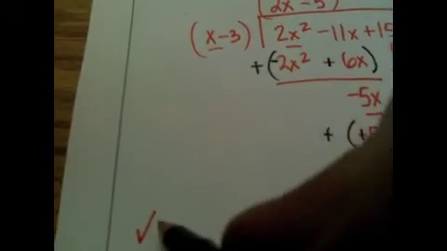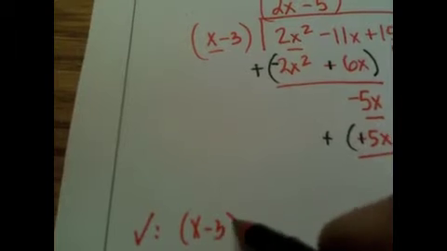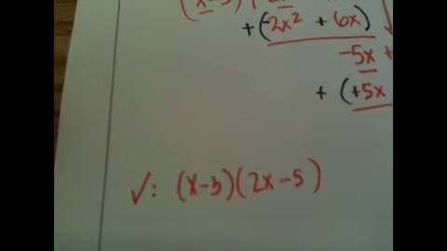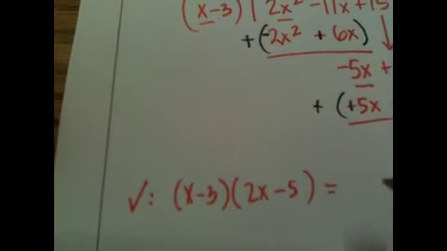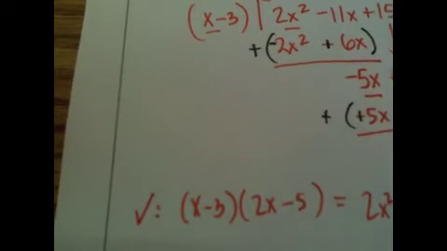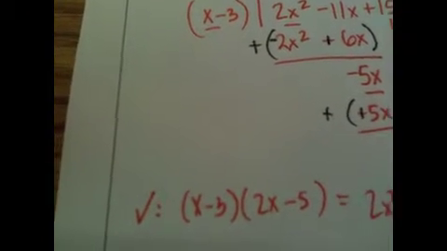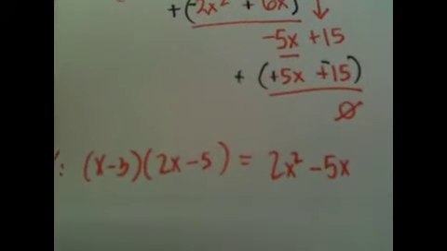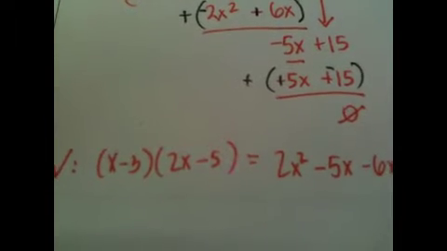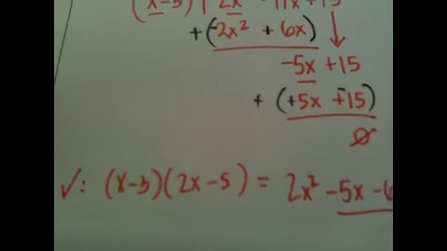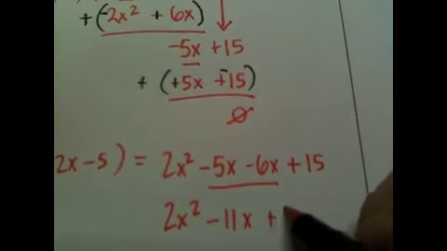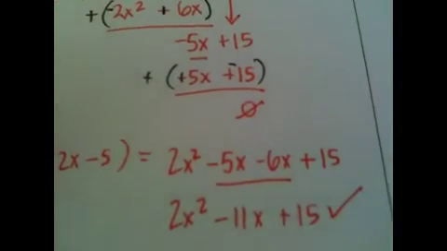You want to do a quick check. X minus 3, which is the divisor, times the answer, or the quotient, 2x minus 5. Foil it out. X times 2x is 2x squared. That's the first. The outer is x times negative 5 is negative 5x. Inner, negative 3 times 2x is negative 6x. And last is negative 3 times negative 5, which is 15. Okay, like terms there. 2x squared minus 11x plus 15. That's exactly what we started with.